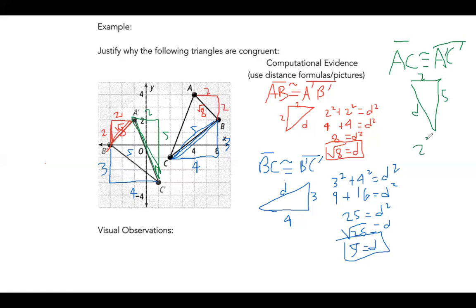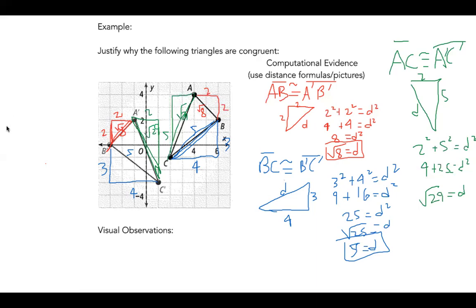And I could do 2 squared plus 5 squared to find what that distance is going to be. That's going to be 4 plus 25 equals d squared. And that's going to get us to square root of 29. Of course, if you wanted to, you could find the decimal as well. But we get square root of 29 for the missing side. And likewise, on this triangle, we get square root of 29 as well.